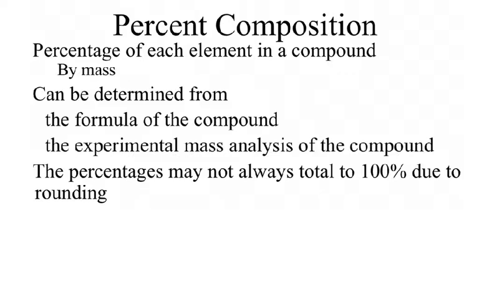Now, sometimes at the end when you check your work, you're going to see that the percentages may not always total 100%, and that's probably due to rounding. A lot of times, if you round perfectly, it will add exactly to 100%, but don't be surprised that once in a while it could be 99.9 or 100.01. It'll be very close to 100%.